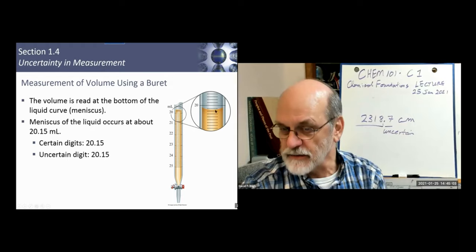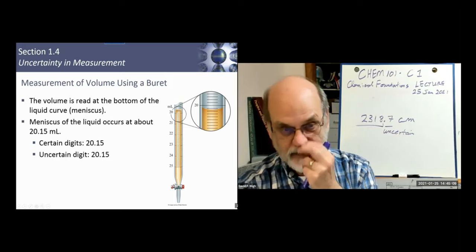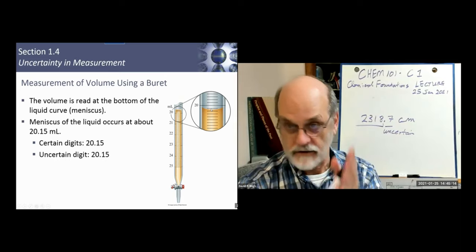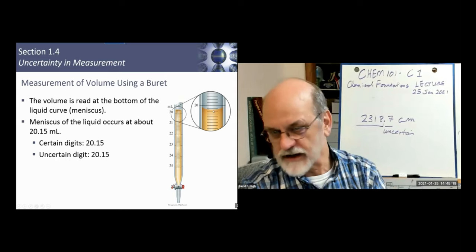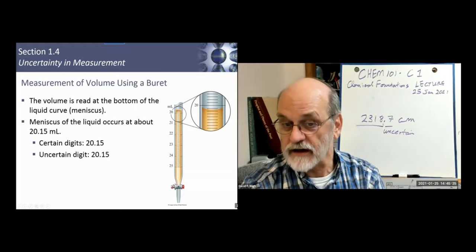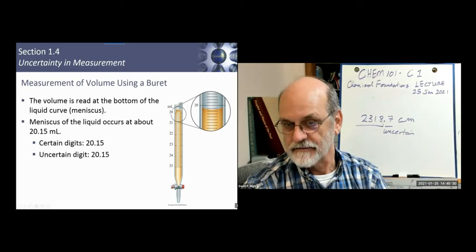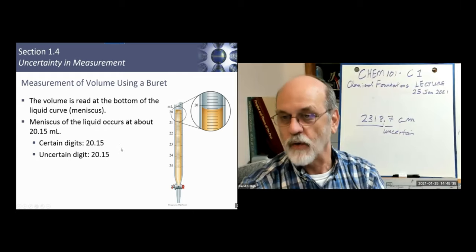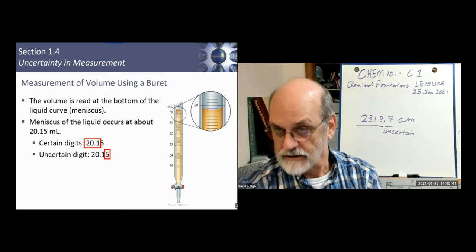But the bottom of the meniscus is between those two marks. 20.1, those are valid numbers because there's a marking for them. But this middle one doesn't have a mark. It's a guess. I'm guessing halfway between 0.1 and 0.2, which would be 0.05. So that's why I write the number as 20.15. Now, which are the certain ones? The first three. And the uncertain one is the last number.